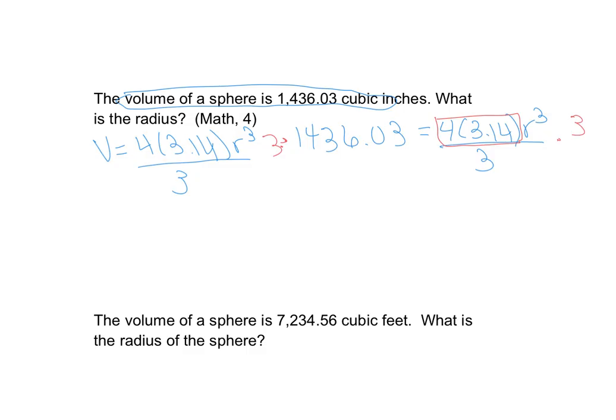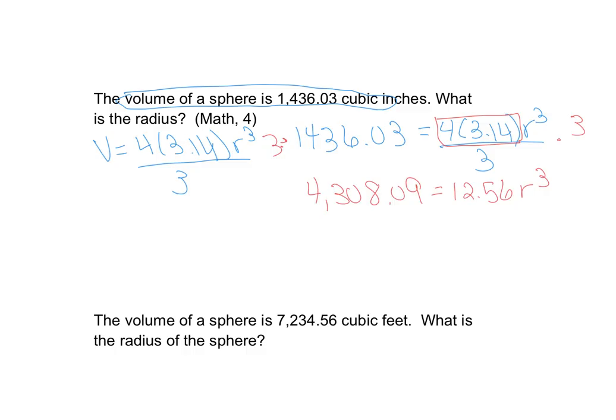So 1,436.03, when you multiply that times 3, we are going to get, let's see, 4,308.09. We're just going to keep these decimals in here so that it works out a little bit better. And then that 4 times 3.14 is 12.56 r to the third.